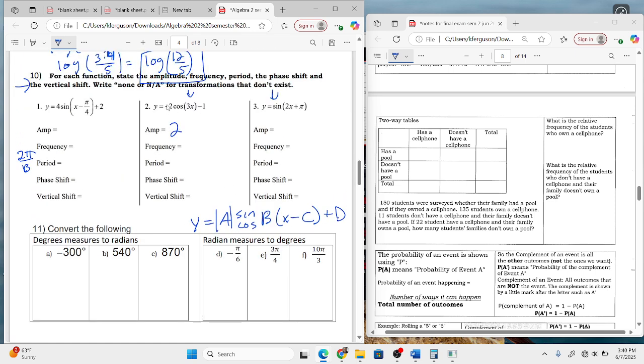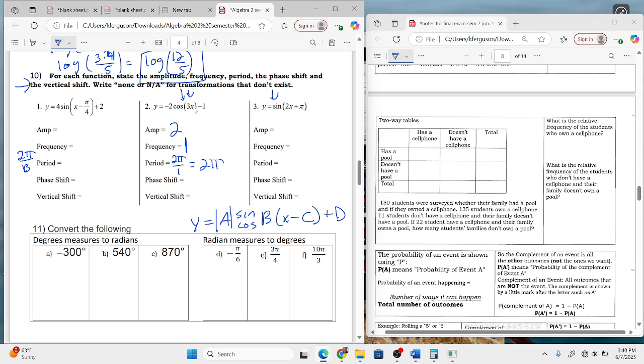So like I told you, for this one, -2, nope. Amplitude is always positive, so that's +2. Next, the frequency. There's no number right here. No number right there means the frequency is 1. And if the frequency is 1, the period is 2 pi over 1, which is just 2 pi. Okay? Phase shift.